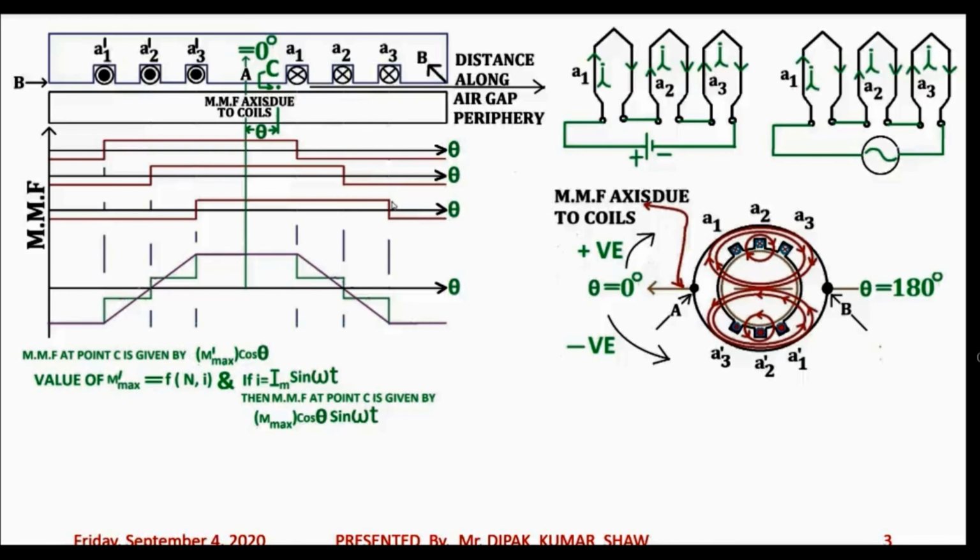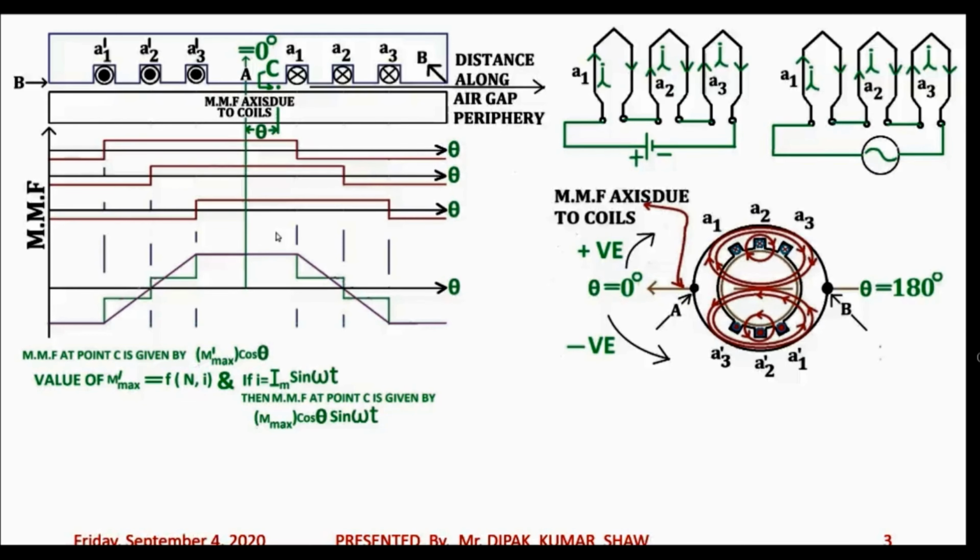Now this is in accordance with the nature of MMF distribution which we derived in our earlier class, where we found that the MMF distribution for a single full pitch coil having n number of turns is rectangular in nature. So what was the magnitude? The magnitude was Ni by 2. That means this portion will be plus Ni by 2 and this lower portion will be minus Ni by 2. Likewise for the second coil, please follow the mouse pointer, this portion is Ni by 2 and this portion is minus Ni by 2.